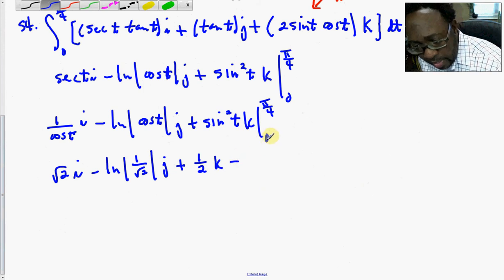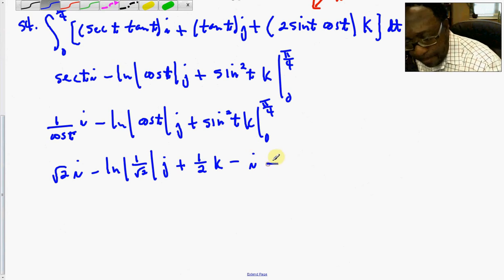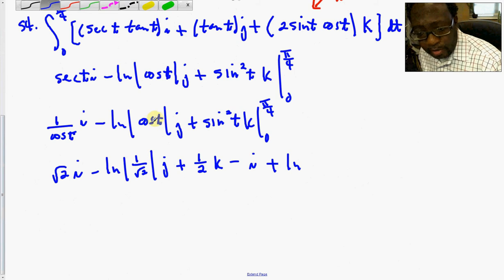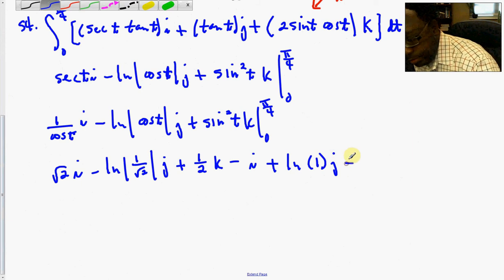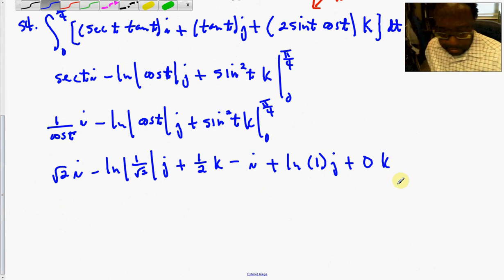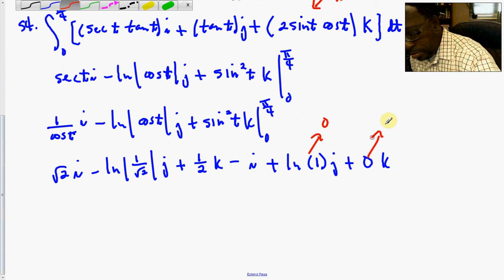Okay, now minus, we evaluate the terms at 0. Cosine of 0 is 1, so this is i. And then this is minus a minus, so this is plus the natural log of cosine of 0, which is 1, so this is the natural log of 1 j, plus sine of 0 is 0 k. So this term is 0, this is 0.